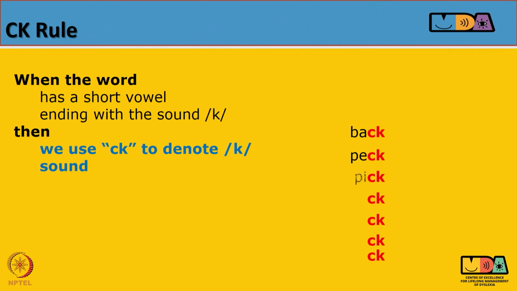Let us take the word pack, peck, pick, clock, shock, duck and cluck. All these words are single syllable, all have a short vowel and they all end in K sound. So, when we write the K sound as CK. So, the spelling of duck would be D-U-C-K. Here again there are exceptions.